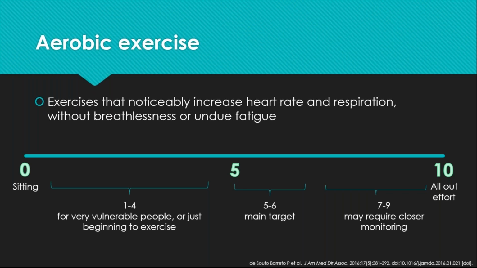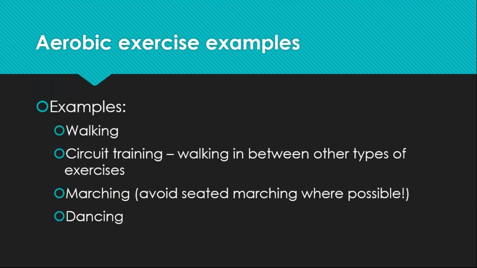So this is what I was talking about on a scale from 0 to 10, where 0 is sitting doing nothing and 10 is all out effort. That 5 to 6 range is the main target. If people are very vulnerable, they're just beginning to exercise, then they might need to start lower, so 1, 2, 3, 4 or so. Or if they're doing quite well, they're quite fit, maybe a 7 to 9 would be appropriate, but it may require closer monitoring.